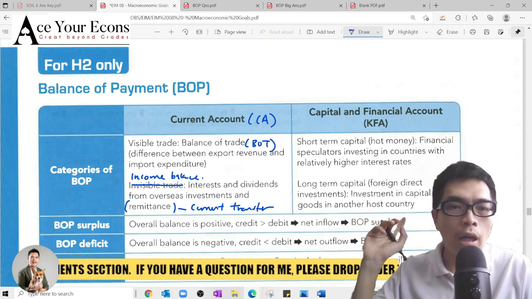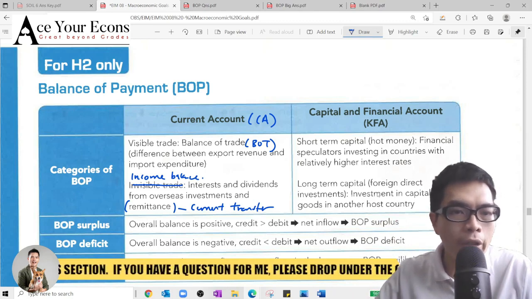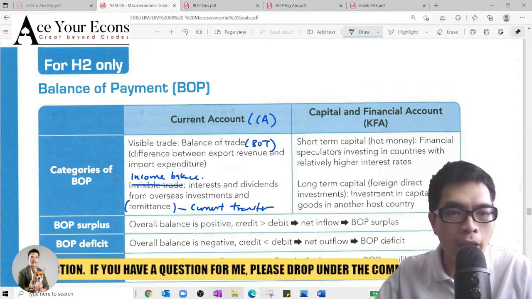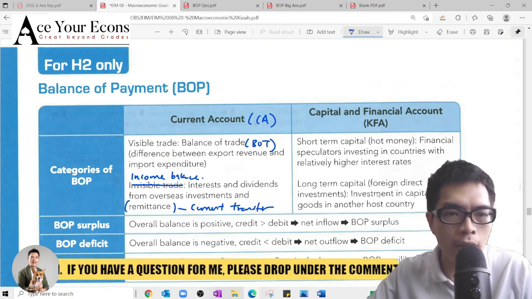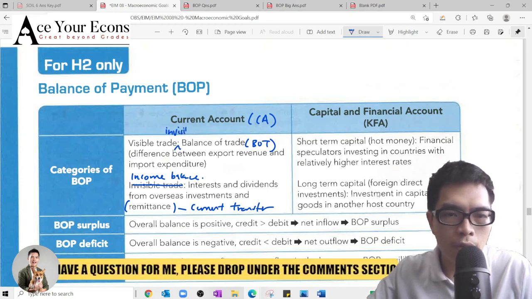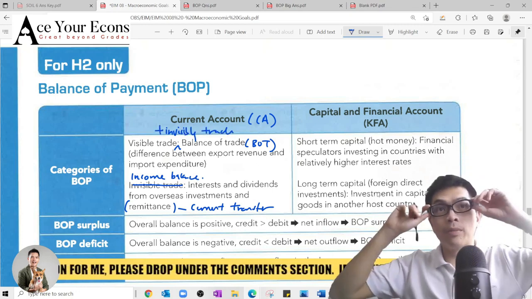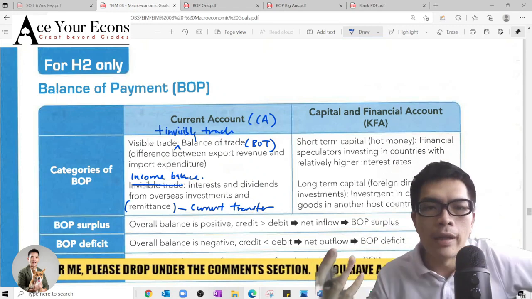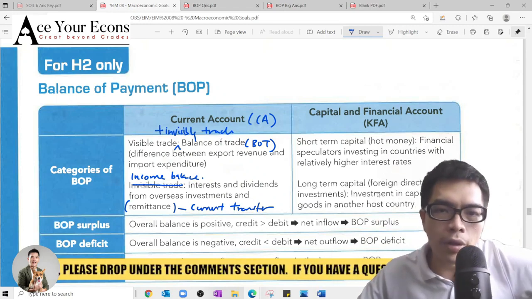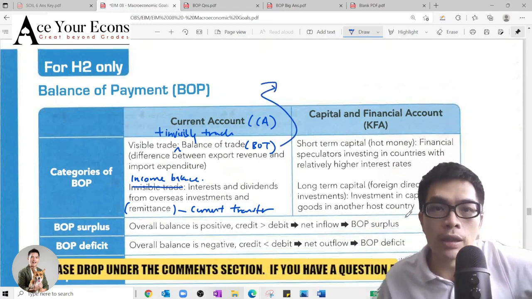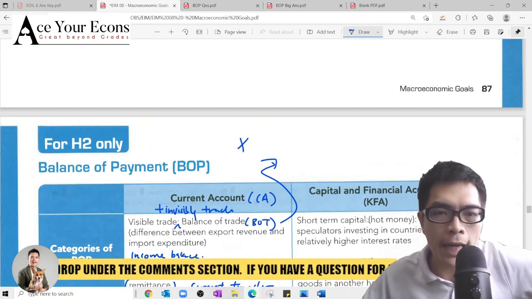So I want you to look out for the first part, your balance of trade. I want you all to add on this: visible and invisible trade. The "invisible trade" below is a typo error. Visible and invisible trade will form your overall balance of trade. So your balance of trade, in a nutshell, is better known as X minus M.